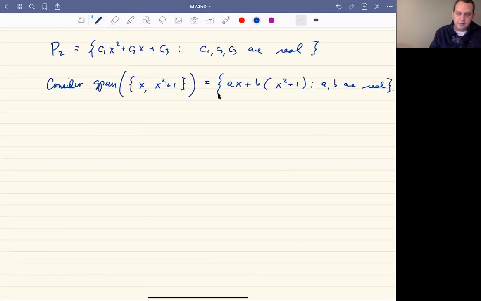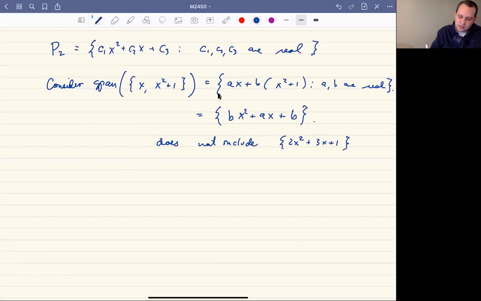Now this is not going to be all of P2, because this is only going to include the polynomials where the coefficient for the x squared term is the same as the coefficient for the constant term. For example, this does not include things like 2x squared plus 3x plus 1, because the coefficients for the x squared and the 1 term are not the same. So this is not all of P2.